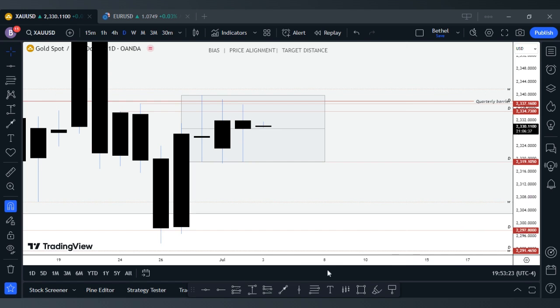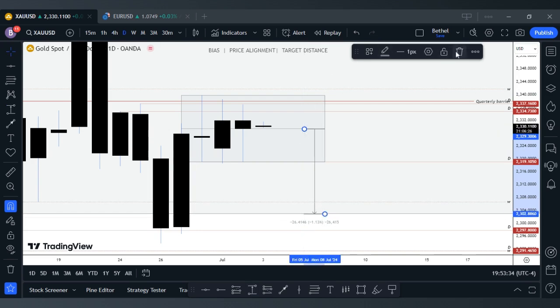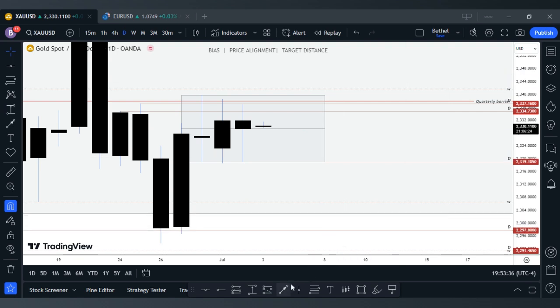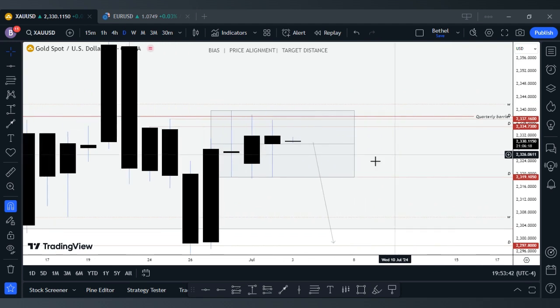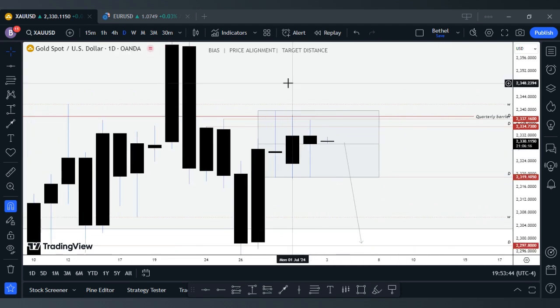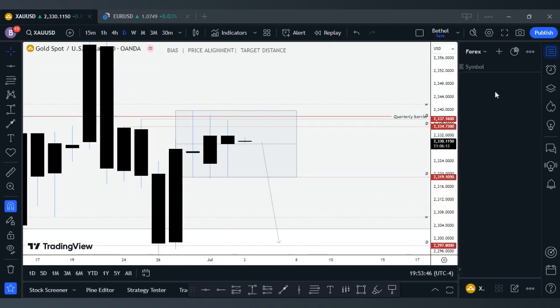So we're looking at around a 200 to 300 pip drop on gold. That's okay, from what I can see here, that's around 260 pips on XAUUSD. So for gold, we are looking for these shorts to come in here at 2,300 tomorrow. So again, BTC.